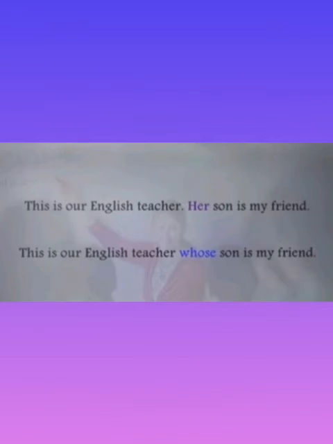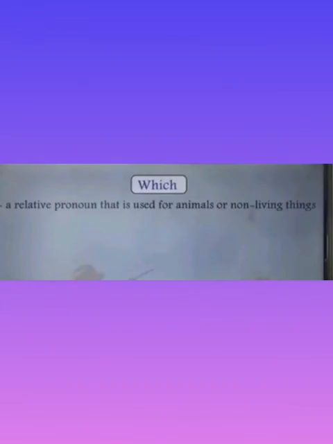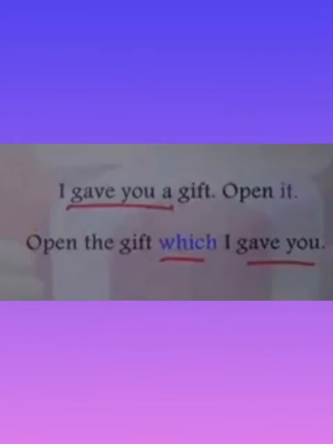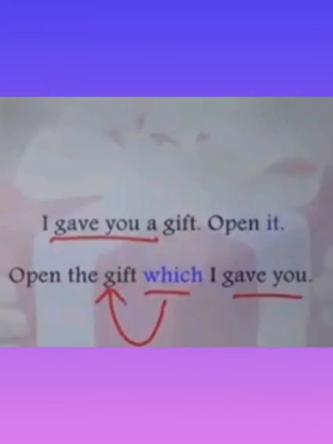Now let's see the use of relative pronoun which. Which is a relative pronoun that is used for animals or non-living things. For example, I gave you a gift, open it. Here it refers to the noun gift, which is a thing. So let's join the two sentences using relative pronoun. So it becomes, open the gift which I gave you. Now, have you noticed the order of the sentences might change while using the relative pronoun which.